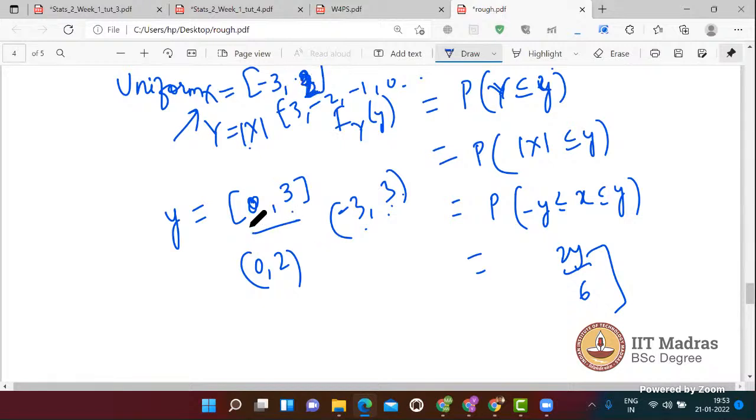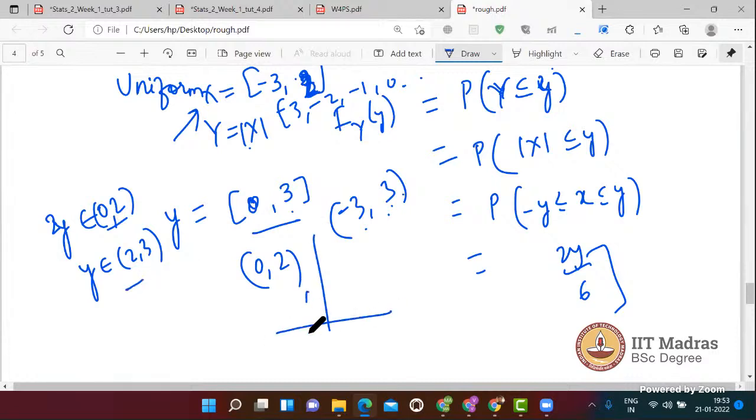So now you have to break this into two sets. First, y belongs to 0 to 2, and then y belongs to 2 to 3, and then you need to solve. 0 to 2 you can directly solve, and for 2 to 3 you have to check the support. Then you have to check the support of X and Y.